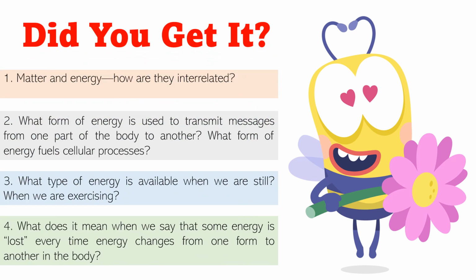Number 4. What does it mean when we say that some energy is lost every time energy changes from one form to another in the body? Every time energy changes from one form to another, some heat is given off to the environment and it is unusable. We say that this energy is lost in the environment.